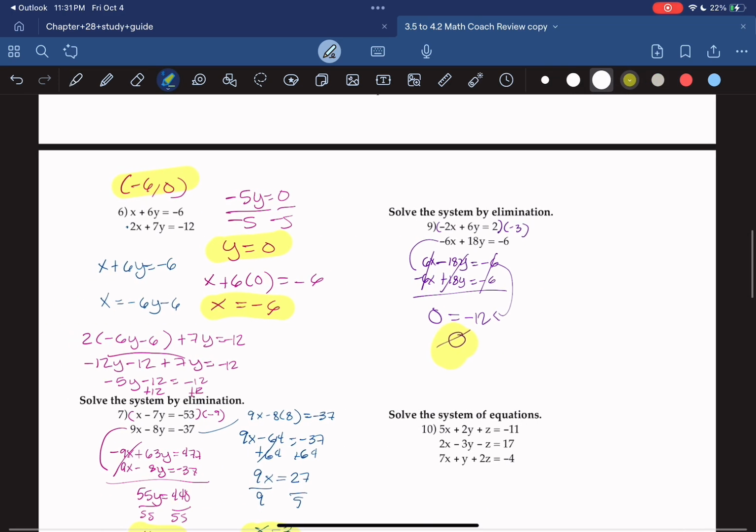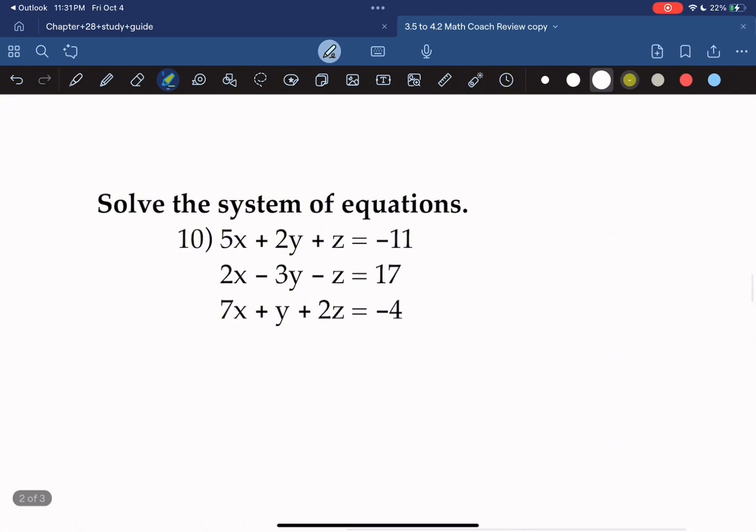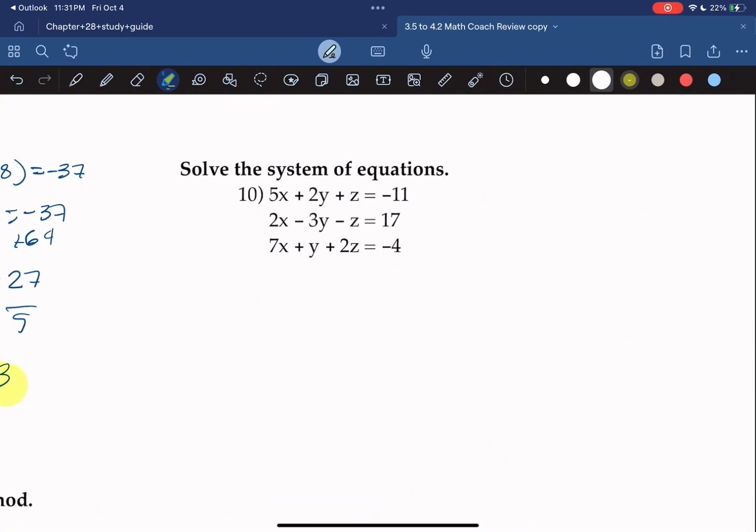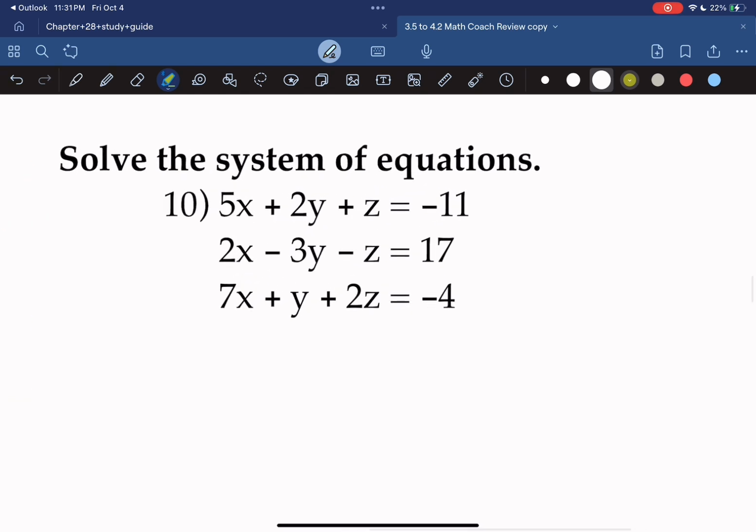And last one for today, number 10. Solve the system of equations. And this time we have 3 equations, but it's the same thing, just a little bit more work. We can do elimination or substitution, but I'm thinking of elimination just because this is by itself. So it's going to be a whole lot easier. Let's multiply the bottom side by positive 3 because it's already positive and it's already negative. So it's just easier.